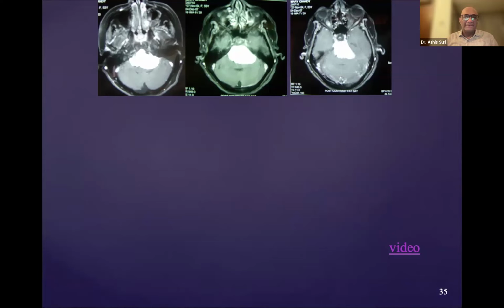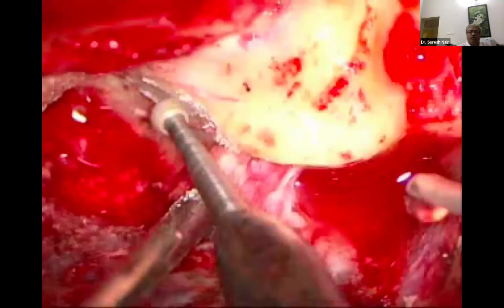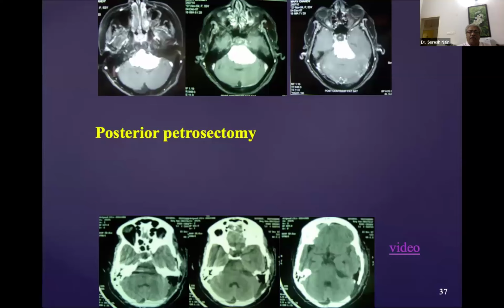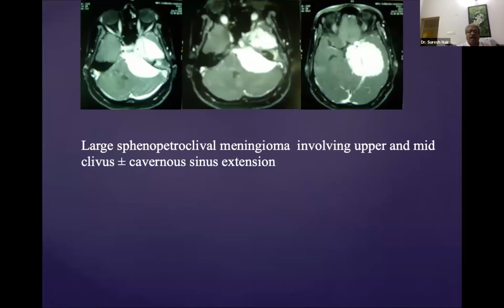We usually combine. Okay, so this patient we took out through the old classical posterior petrosectomy approach, and we could achieve a good decompression. But as you said correctly, we have moved away from these morbid approaches. This is a large tumor, large sphenopetroclival meningioma involving upper and middle clivus with cavernous sinus extension. So what approach will you do, Arun? Staged surgery, sir.